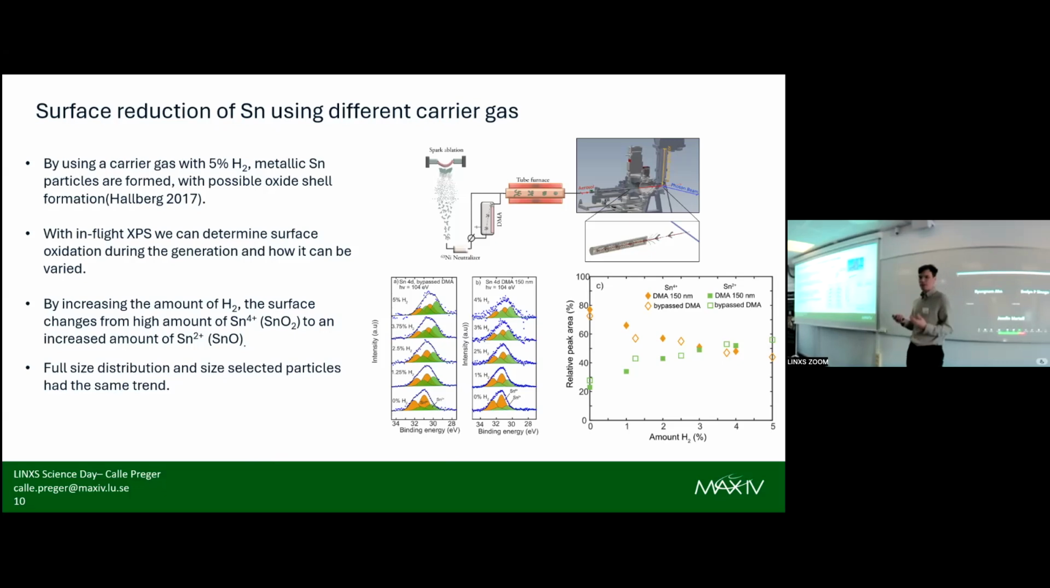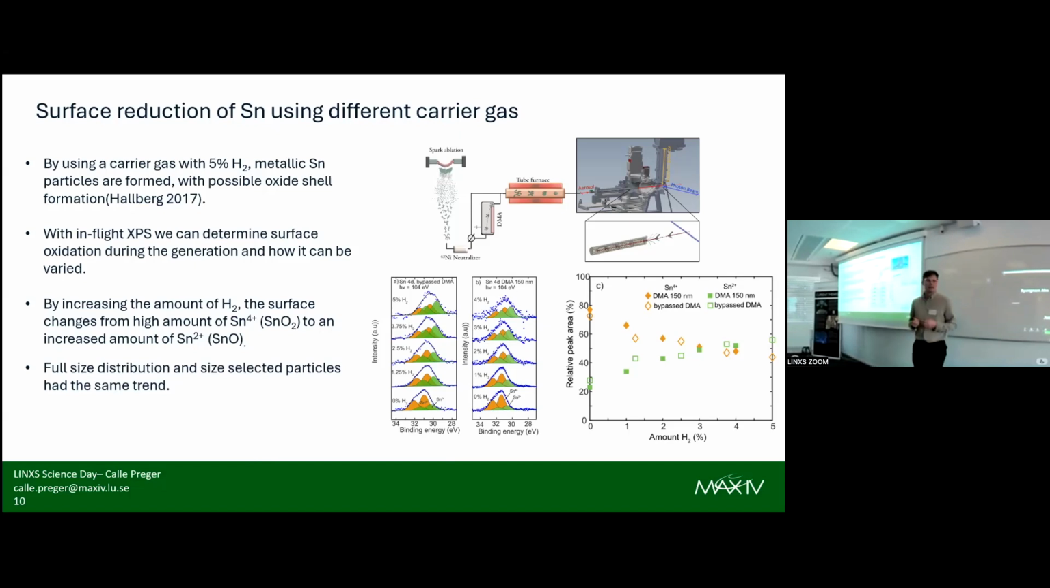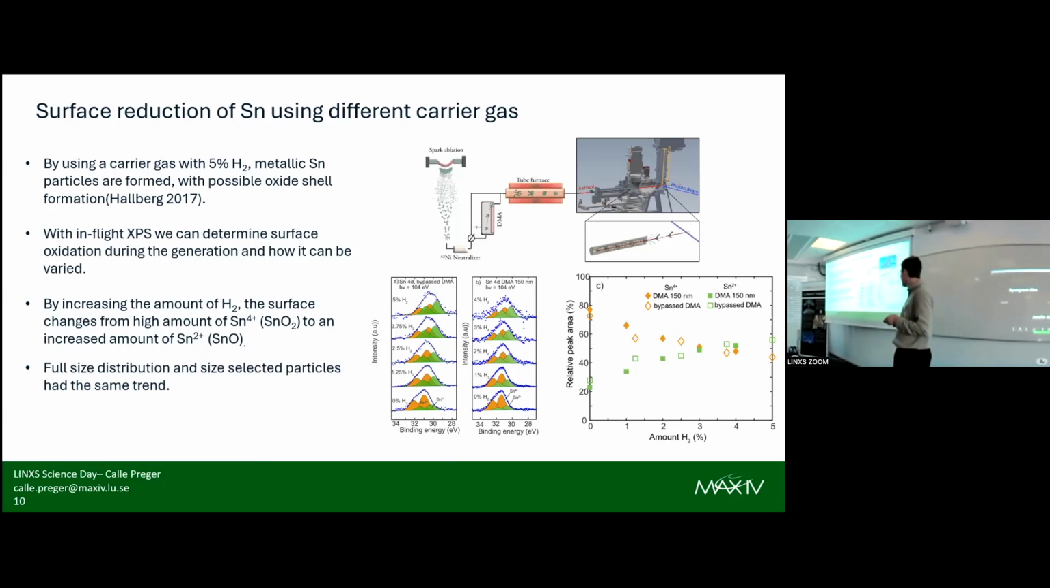It has been known that by adding a few % of hydrogen to your carrier gas, it will form some kind of reducing environment and form non-oxidized particles. But if we're looking at the surface structure, we still have an oxide surface. But this surface oxide can be changed by just increasing the amount of hydrogen.